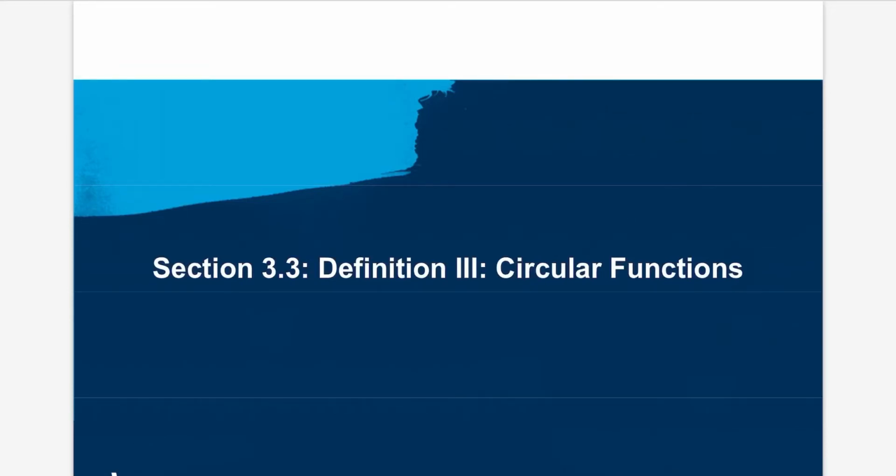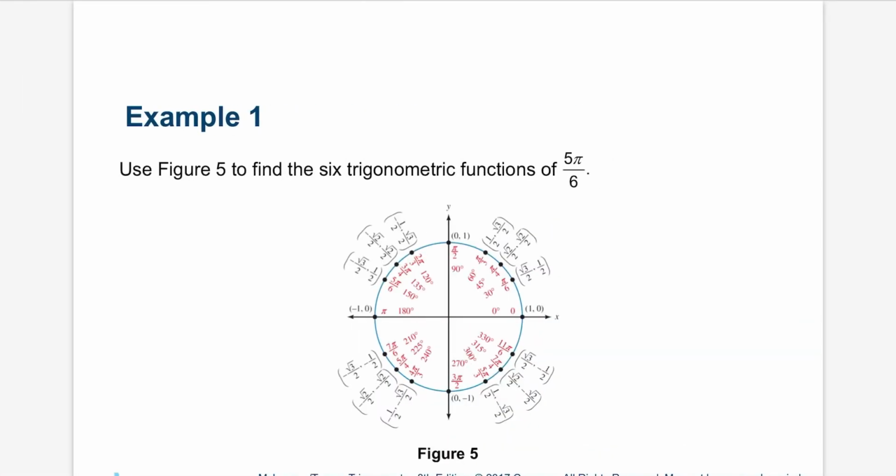Hello class, this is section 3.3, circular functions. So let's take a look at this section. For this first example, they want us to find the 6 trigonometric functions of the angle 5π/6. Well, 5π/6 is right here, and it's got coordinates negative radical 3 over 2 comma 1/2. So given that information, we should be able to find the 6 trig functions.